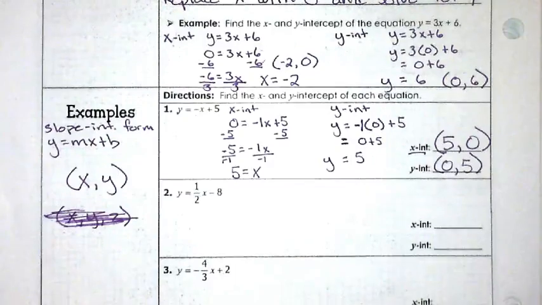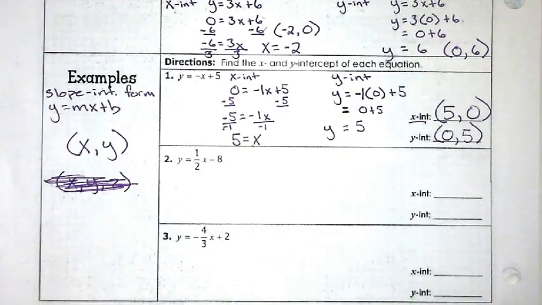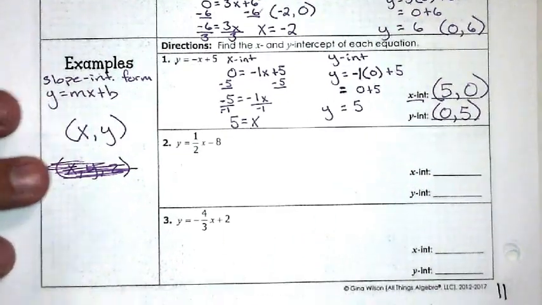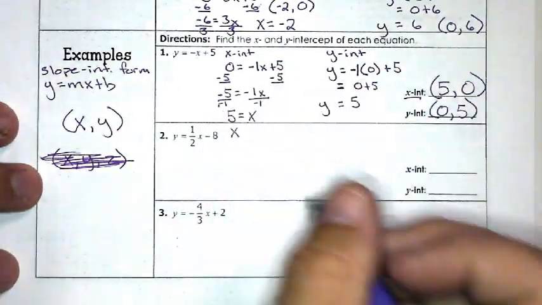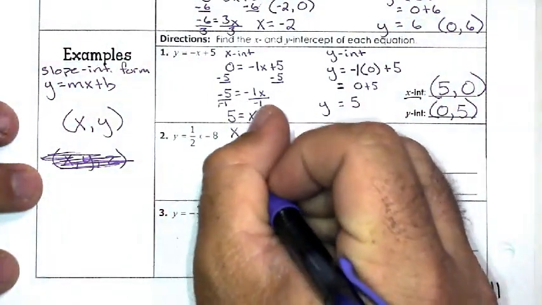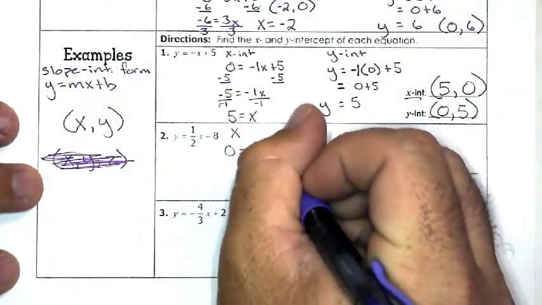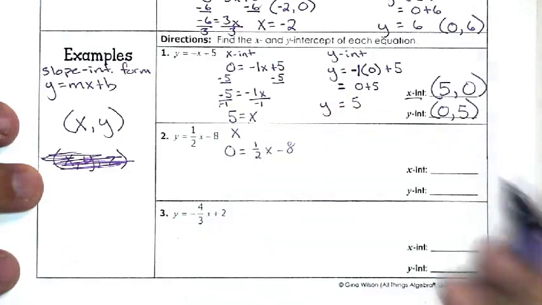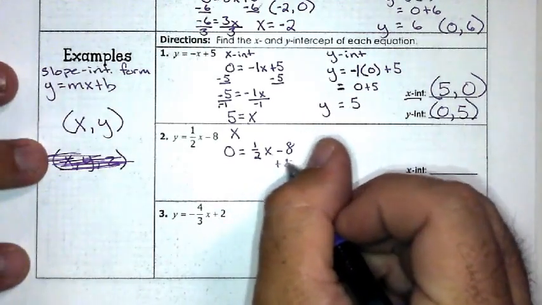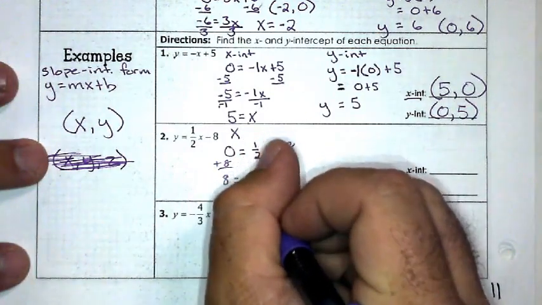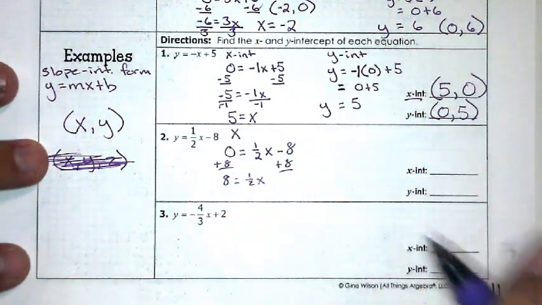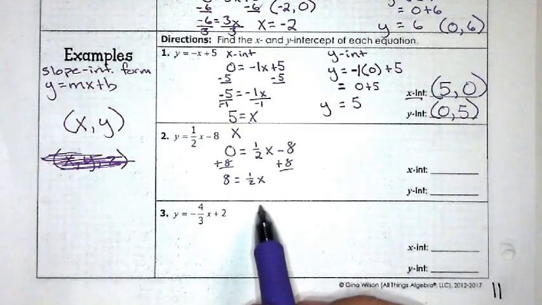All right, I'm going to show you how to do number 2, and then you will do number 3 on your own. I'm going to show you how to do number 2 with a fraction. Nothing changes. So we're going to find our x first, which means y equals 0. Solve it the same way. Plus 8 plus 8. So I have 8 equals 1/2 times x. Okay, I'm going to follow my normal rules.